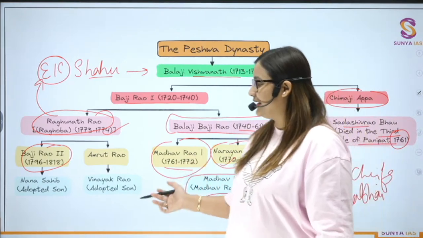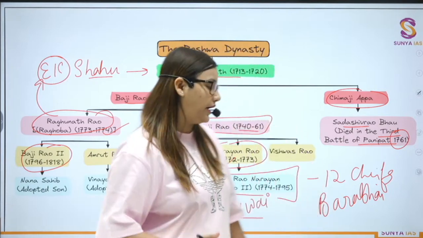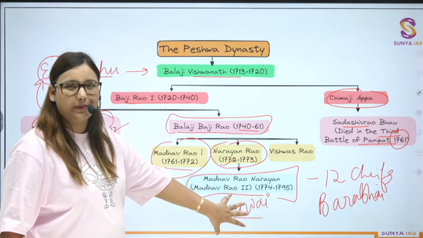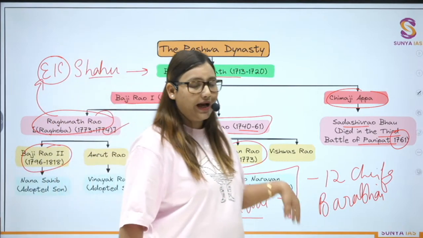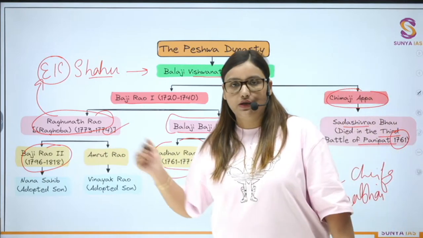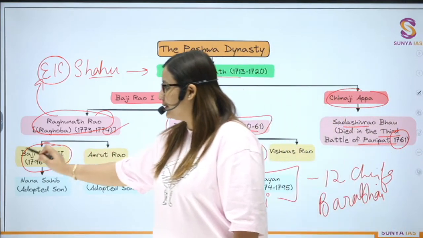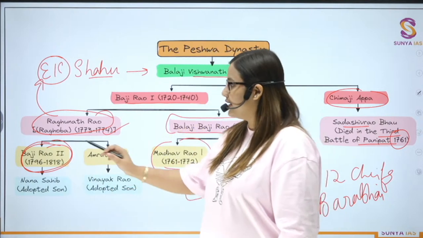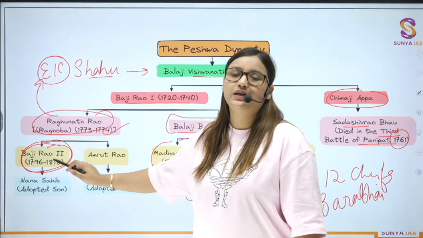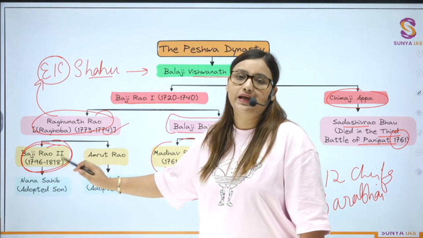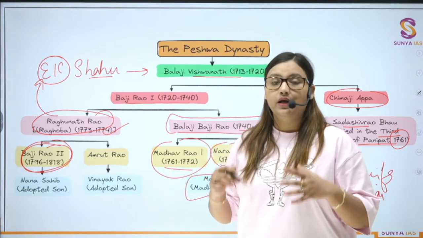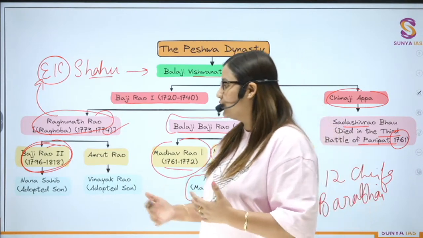But here you will see that Savai Madhav Narayan Rao died because he committed suicide, as he was not able to handle the family pressure. As he committed suicide, hereditarily the right goes to Baji Rao II. He was again very much like his father. The way his father signed a treaty with the EIC, he also signed a treaty with the EIC, which led to the Second Anglo-Maratha War.